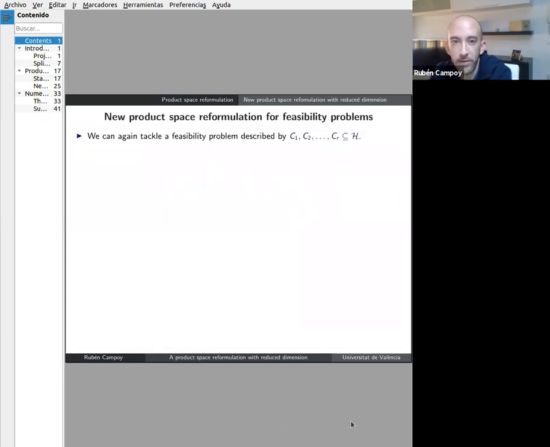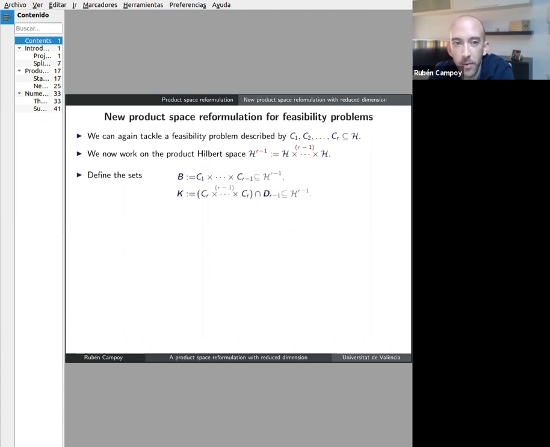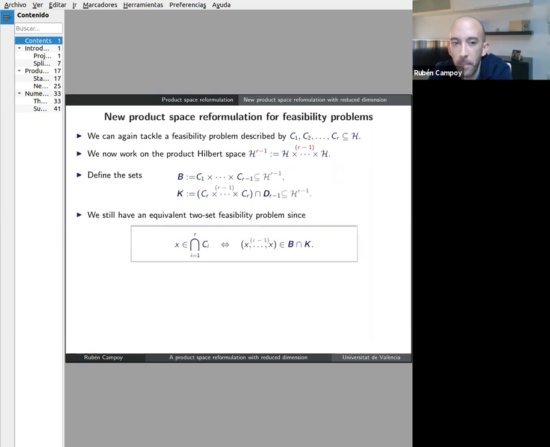So how does it translate for the case of feasibility problems? Now we need to work on the space H^(R minus 1). And in here we define two sets. The first set, B, is the product of the first R minus 1 sets. And K is R minus 1 copies of the other set, C_R, intersected with the diagonal.